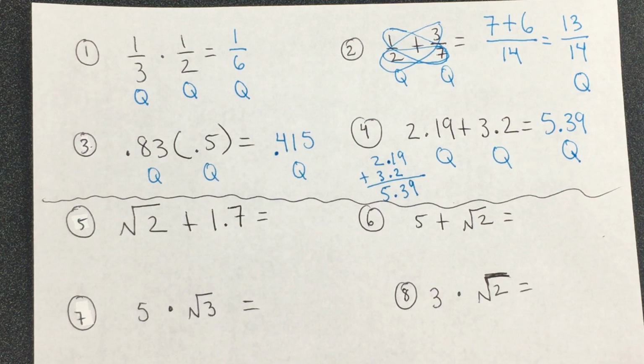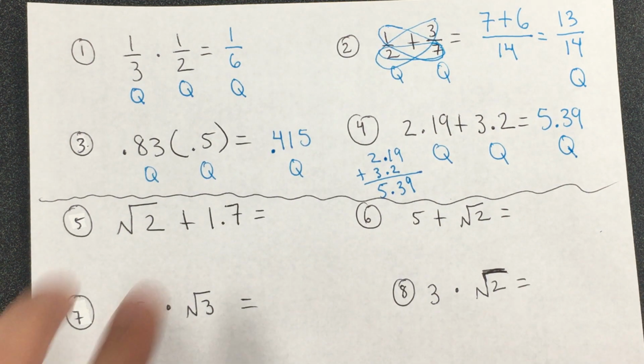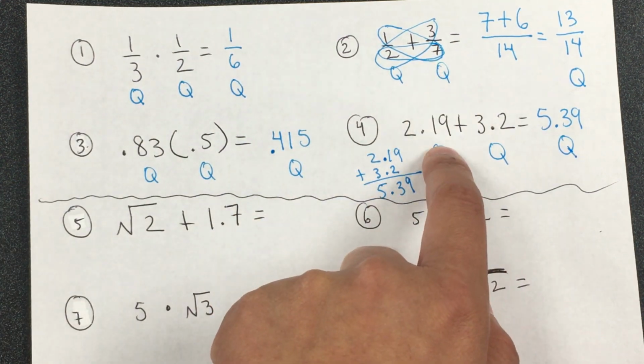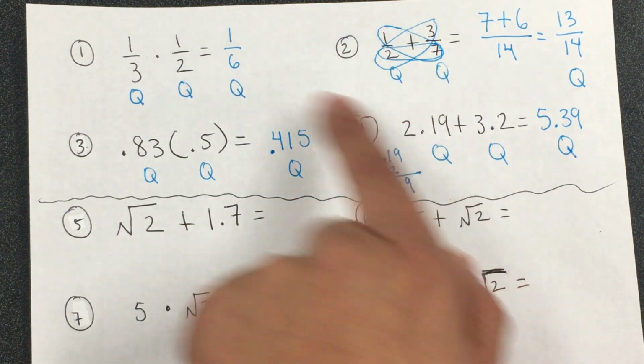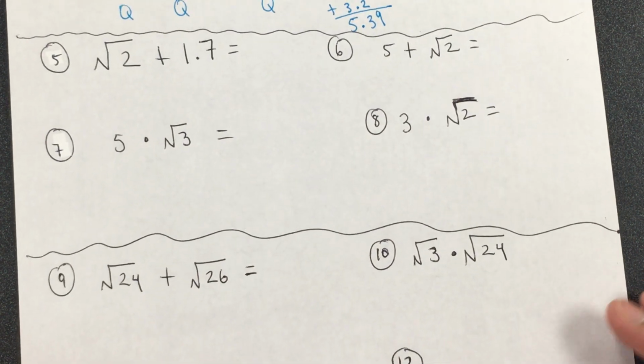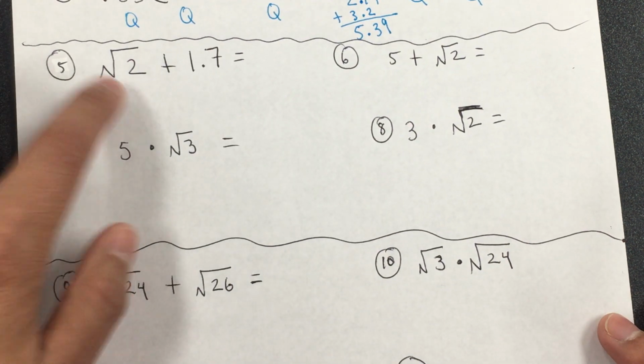So that fulfills the first closure property: when you multiply or add two rational numbers, the answer is rational. Now let's look at the next set of numbers. We're going to need a little bit of help here.